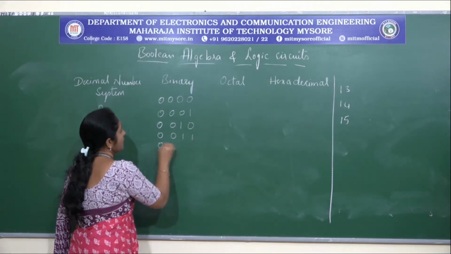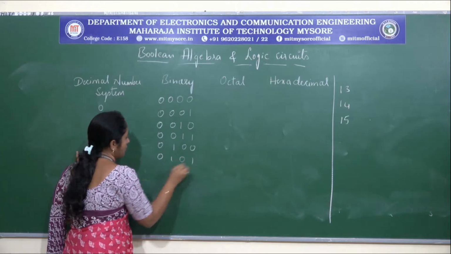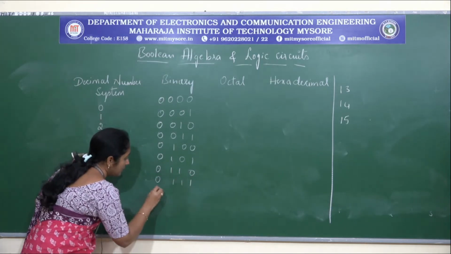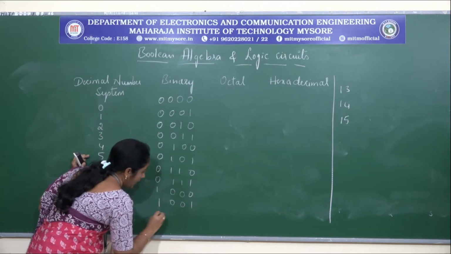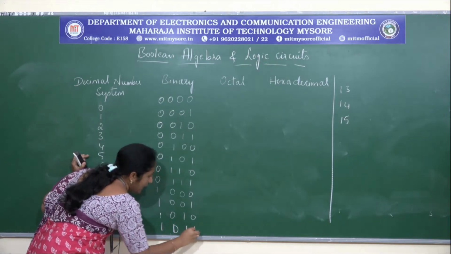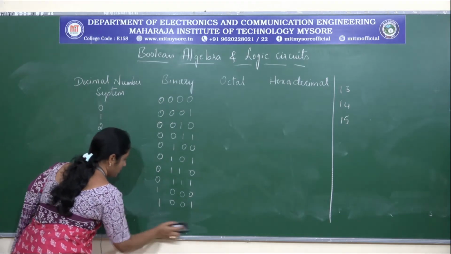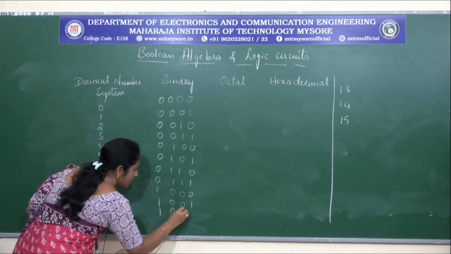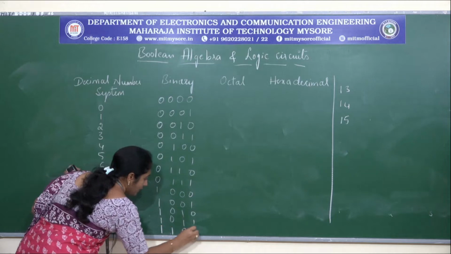0, 0, 1, 1, next 4, 5, 6, 7, 8, 9, 10, 11. So I have up to 12 here. So after 9, I will be writing 1, 0, 1, 0, which is 10, okay, 11, 12.